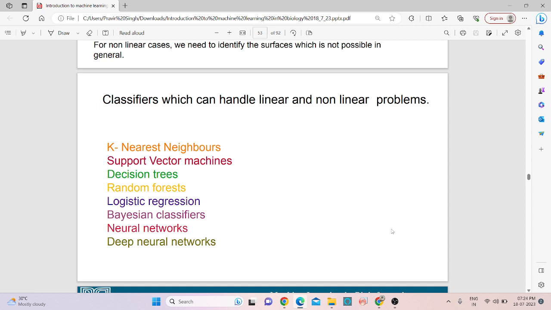So we have multiple algorithms which can handle linear and nonlinear problems, which include k-nearest neighbors, support vector machines, decision trees, random forests, logistic regression, and classifiers which use probability, like Bayesian classifiers. Neural networks are inspired by the interconnected network of neurons in the brain, and recently the neural network field has grown so much that multiple layers of neurons are used, which are now called deep neural networks, which are used to solve problems with high dimensionality and multiple attributes.